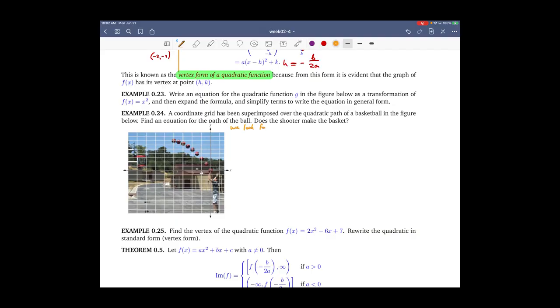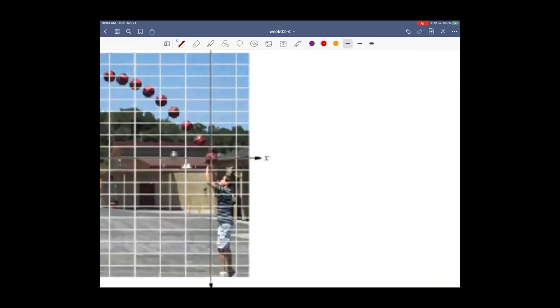We look for f in the form ax² + bx + c, because it's given to us that the path of the ball is the graph of a quadratic function. So here, of course, a is not 0. And it looks like the parabola passes through the origin.